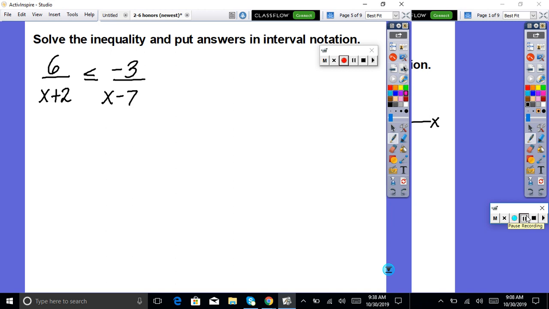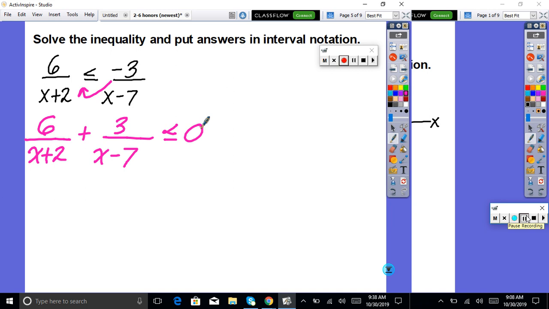Okay, here we go. Let's do this one. So the first thing you're going to do is get it set equal to 0. So we have 6 over x plus 2. Then we're going to go ahead and add this over. So plus 3 over x minus 7. We want to know when is that less than or equal to 0. Now from here, we're going to throw in some parentheses. We're going to make this one rational easier to do the thinking here. And let's get a common denominator.